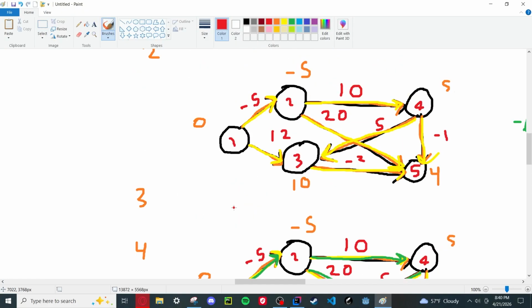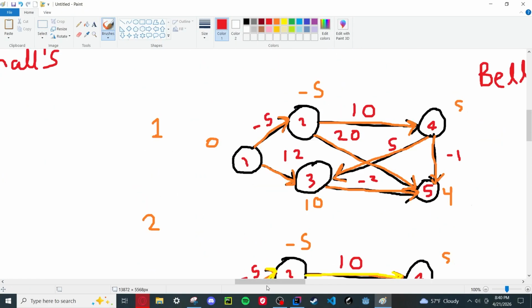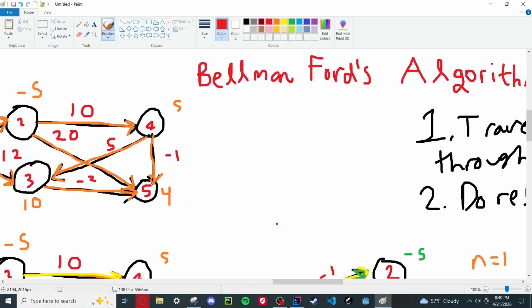Last thing is time complexity of Bellman-Ford. I don't think we did that yet. Excuse me, it's O of V times E is your time, and your space is O of V.